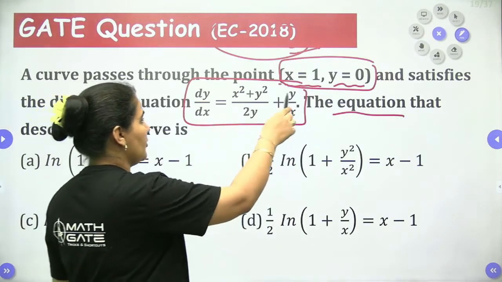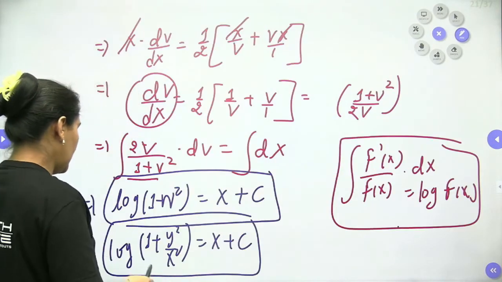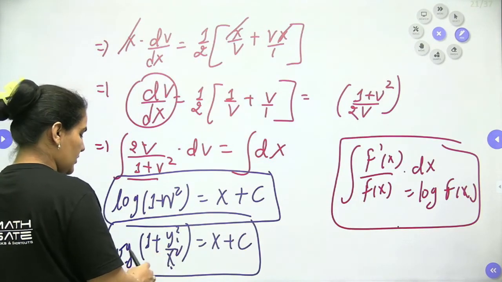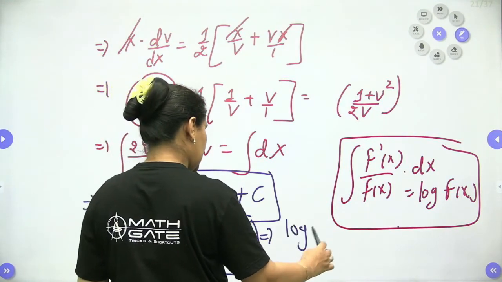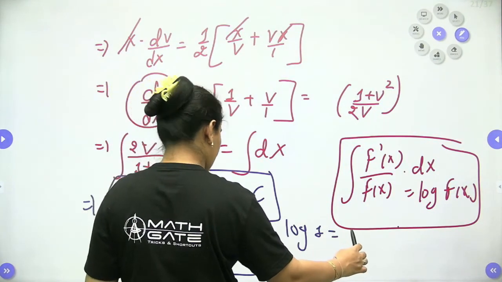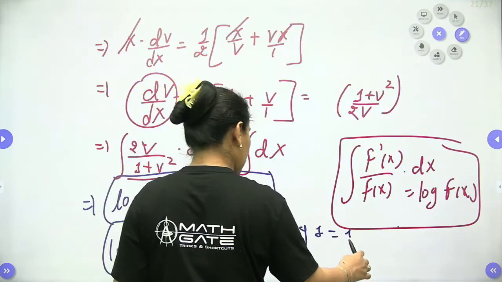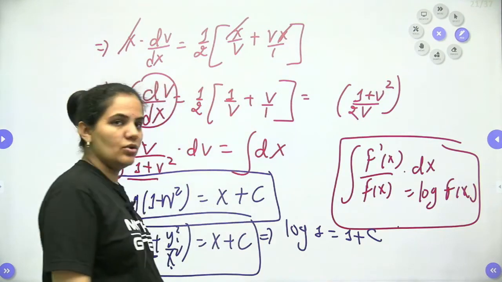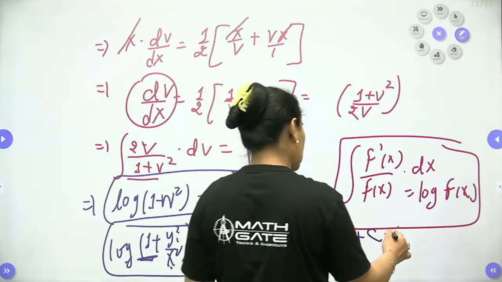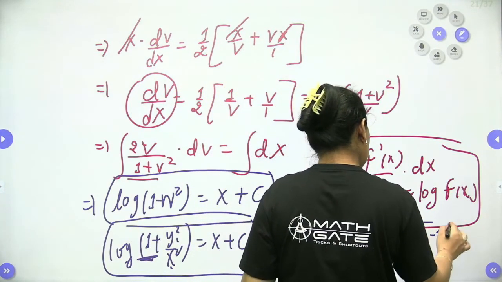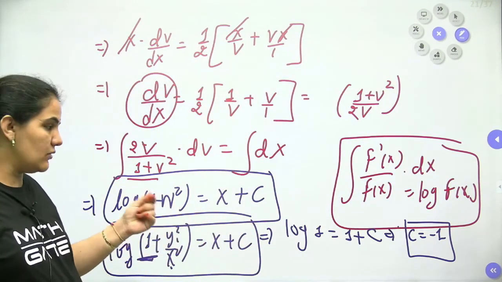For the given question, we are having the condition at x is equal to 1, y is equal to 0. Let's put x is equal to 1, y is equal to 0. It will be log of 1, and on the right it will be 1 plus c only. Hence you will get the constant c as minus 1, dear students. Log 1 is equal to 0, that's why you will get the value of the constant as minus 1 only, right?